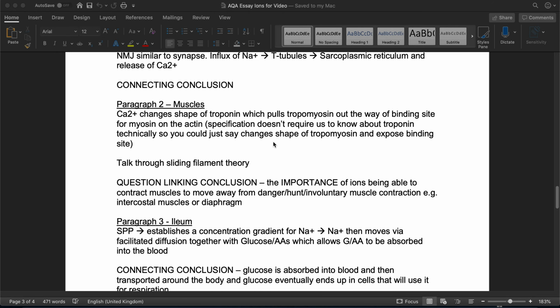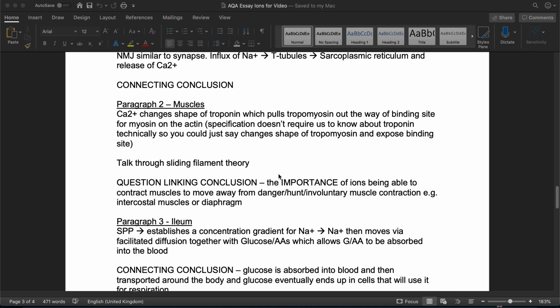I won't talk about muscles. I'll put the detail about the specification not actually requiring knowledge of troponin, but I'm sure some of your teachers would have mentioned troponin as well. Could do sliding filament theory, like we said there. And this is where it gets really important.